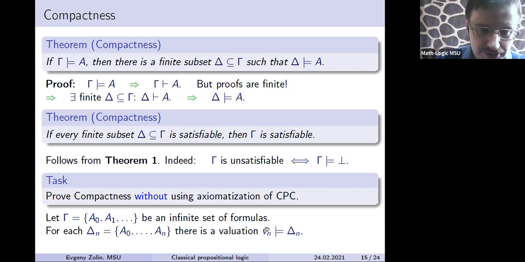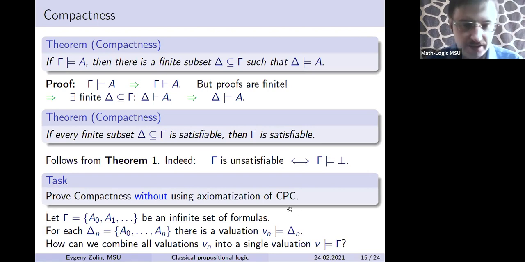So there is a valuation V sub n, Vn. But then we need to combine all these valuations into a single valuation where gamma is true. So the task is to try to guess how to build one valuation from many valuations Vn that have this property. This is not quite an obvious statement at first glance.